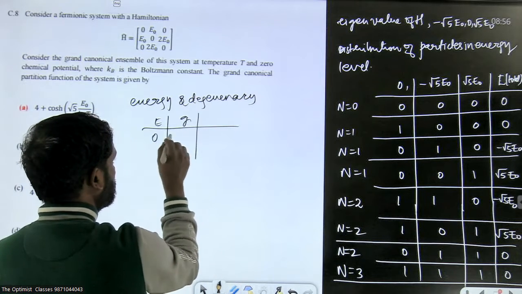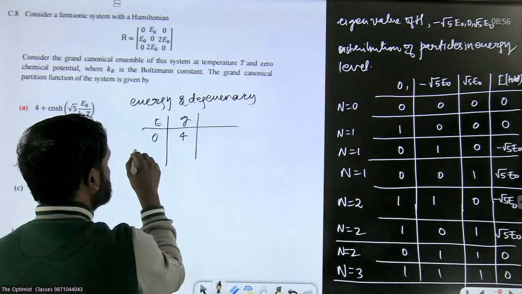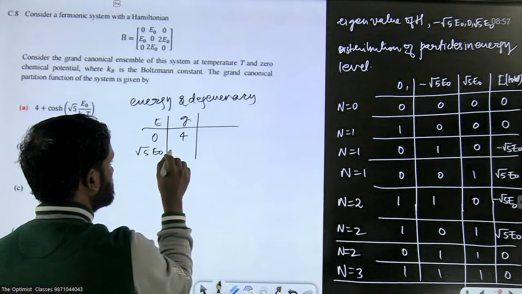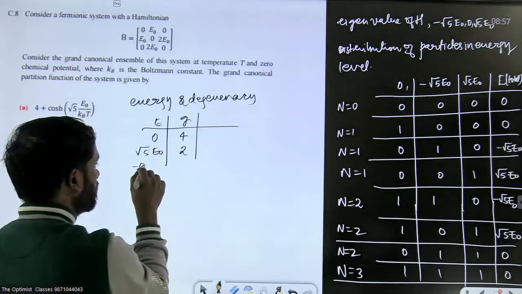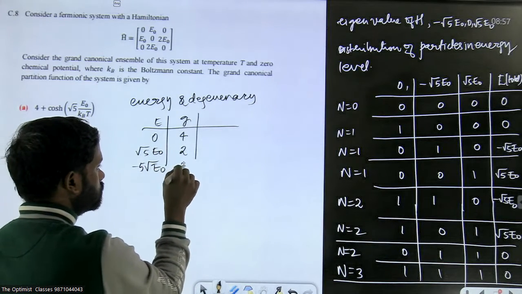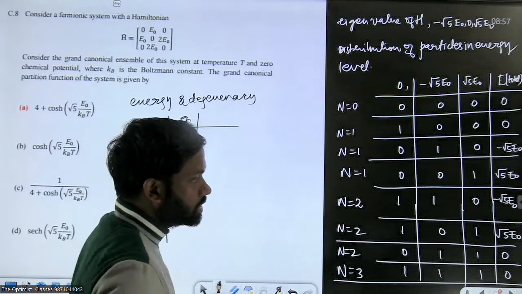So energy is 0, its degeneracy is 4. And energy is root 5 E naught, its degeneracy is 2. Energy is minus root 5 E naught, its degeneracy is 2. Okay, so these are the degeneracies.